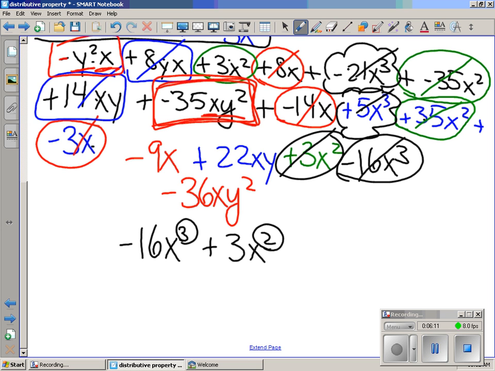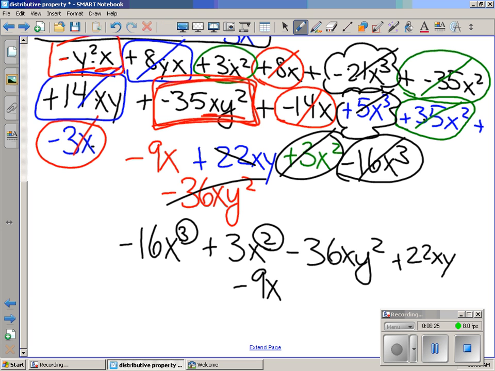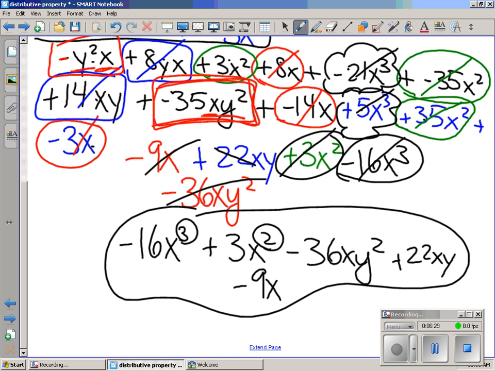Then all of the x's have a power of 1, so I'm going to start with the negative 36xy squared. Then the 22xy, and then finally at the end, minus 9x. So I chose to order those by the y's, these terms at the end. So at a power of 2, 1, and then there was no y on that last piece. And there's the answer to the challenge problem.